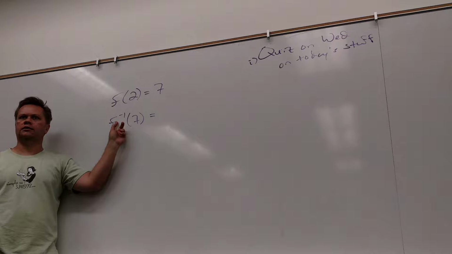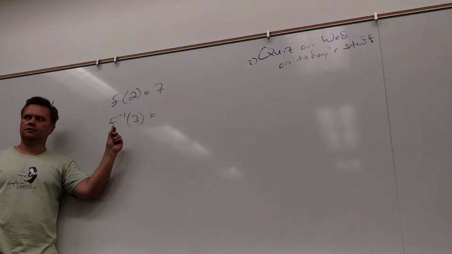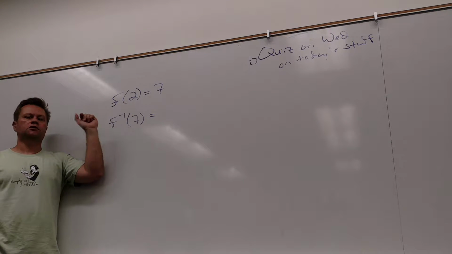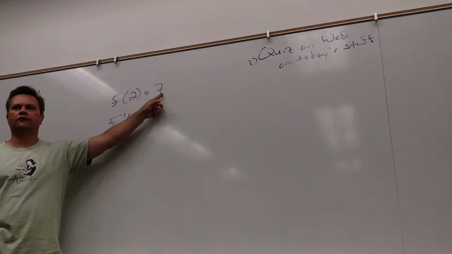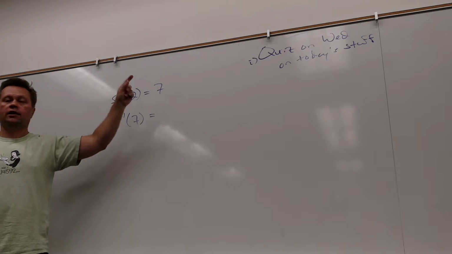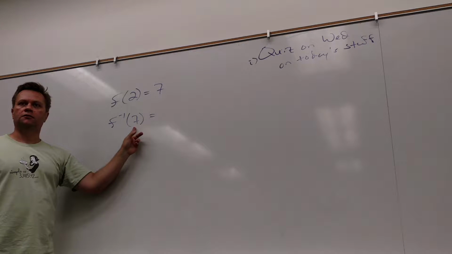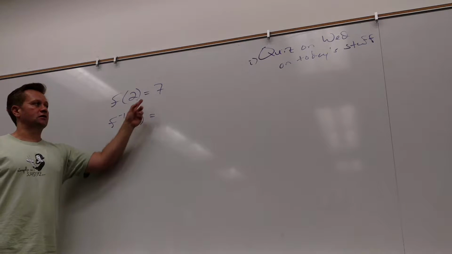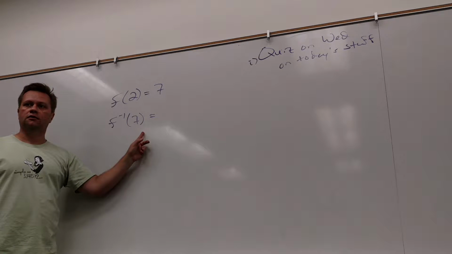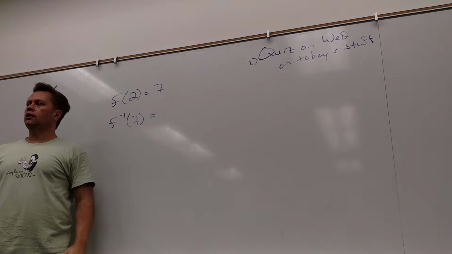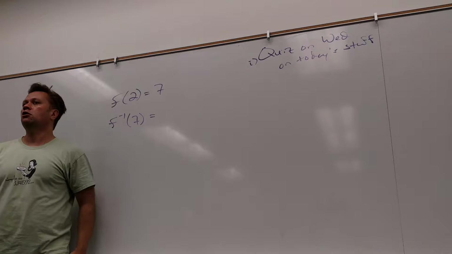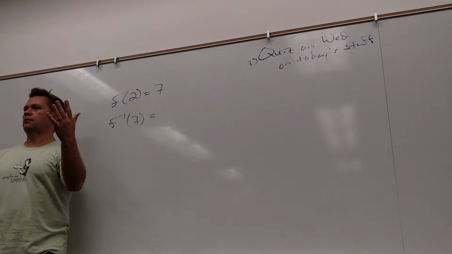That's the function that does the opposite of what this function does. So if this function is the add 5 function, for example, it doesn't have to be, but that is one function that would make this happen. If this is the add 5 function, this must be the subtract 5 function. I'm not even thinking about that one, but that is an example of one that would do this.